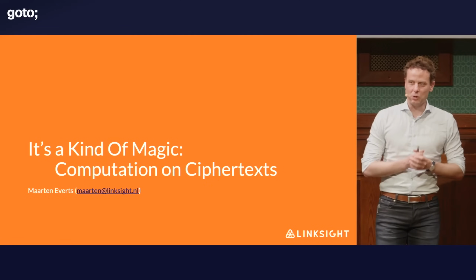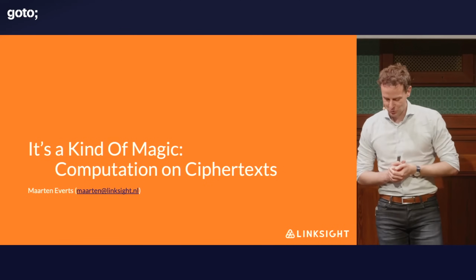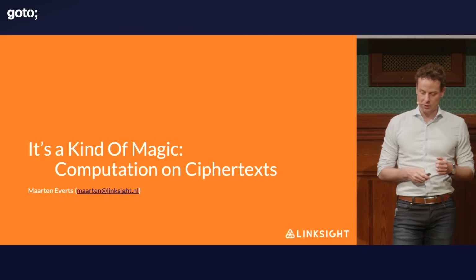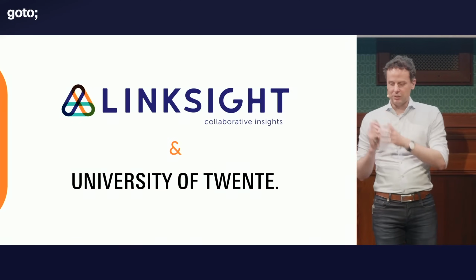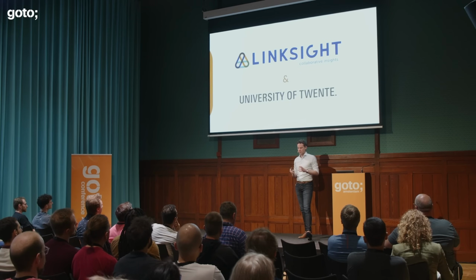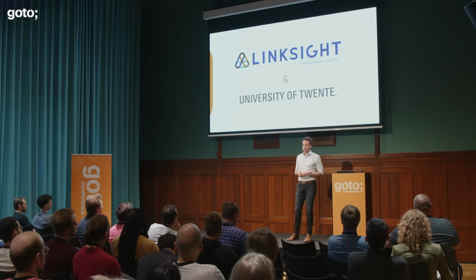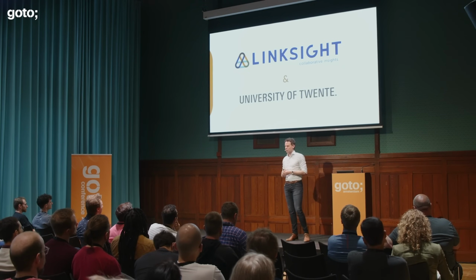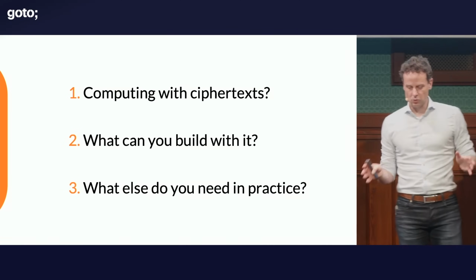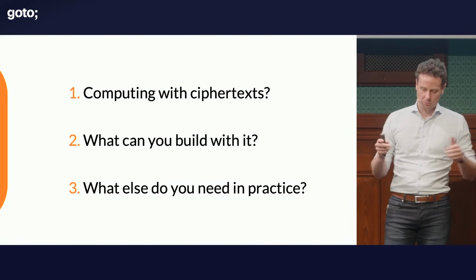So, welcome. My name is Maarten Everts, as introduced, I'm going to talk about computation on ciphertext. Like he said, I'm CTO of Linksight, a TNO spin-off, a startup here in the Netherlands. We make privacy-preserving data collaborations possible between organizations. I'll talk maybe a bit more about that later. And I'm a part-time assistant professor at the University of Twente, where I luckily work on the same stuff that we do at Linksight. So, in this talk, I have basically three parts.